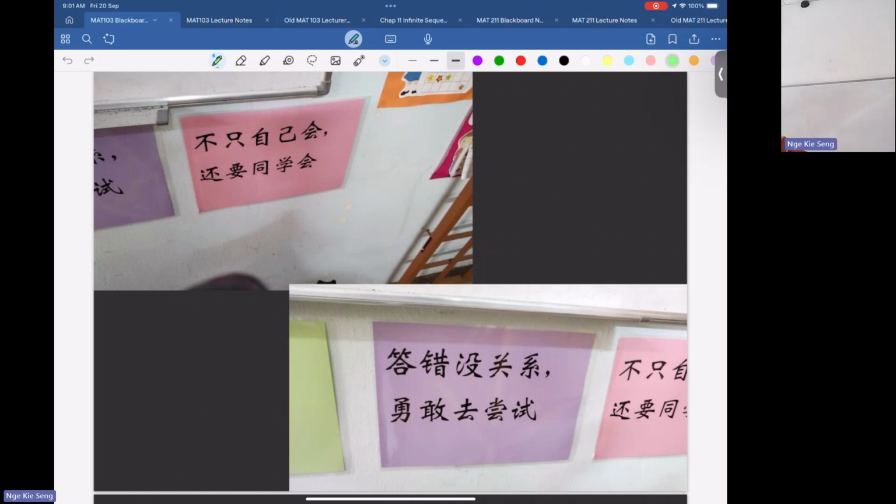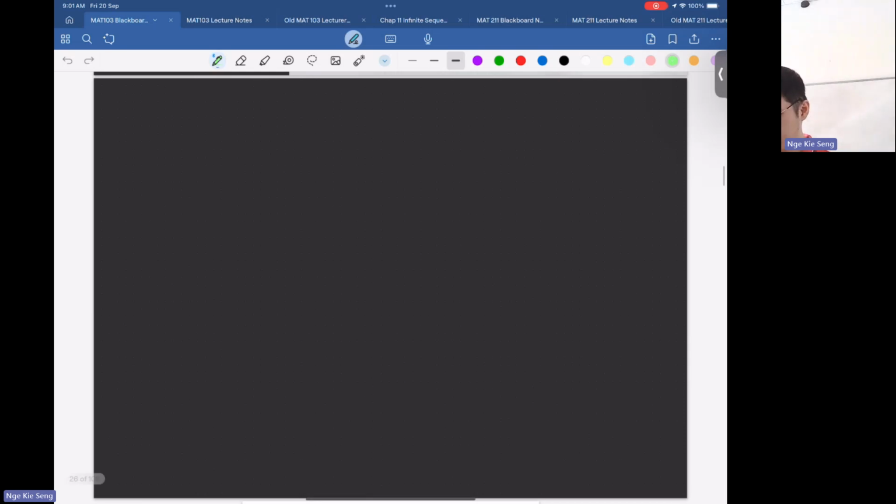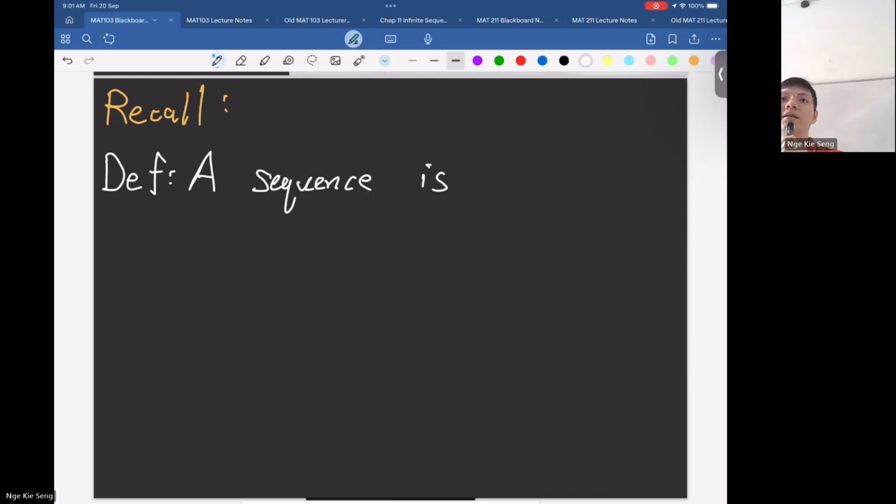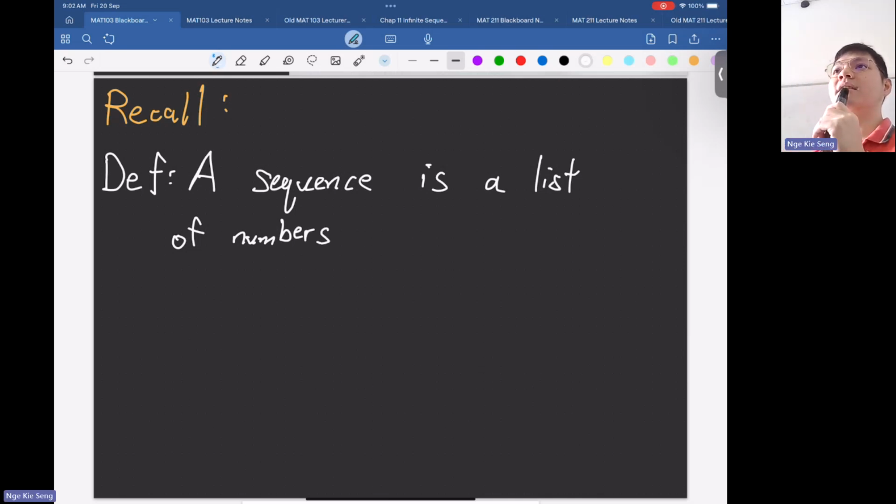Okay, so let's continue from last lecture first. Let's recall where we left off last lecture. There's really one definition I taught on Wednesday. Anyone recall the definition? A bunch of numbers, a list of numbers. What sort of number can I take? Yeah, real numbers. We can take any real numbers.